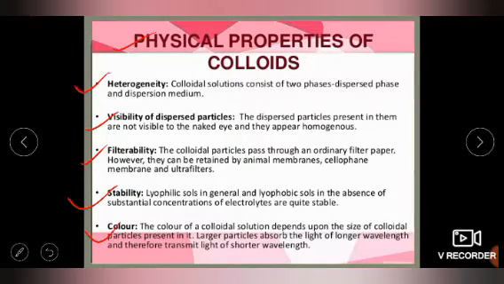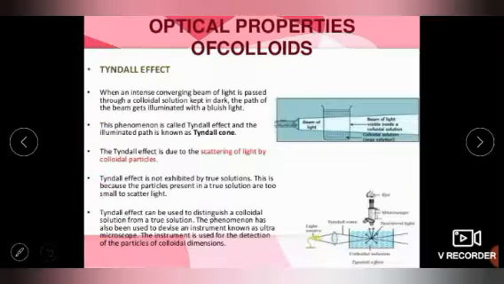Color: the color of a colloidal solution depends upon the size of the colloidal particles present in it. Larger particles absorb light of longer wavelength, therefore transmit light of shorter wavelength. So these are the basic general physical properties. Dear students, pause the video and just note down these physical properties.